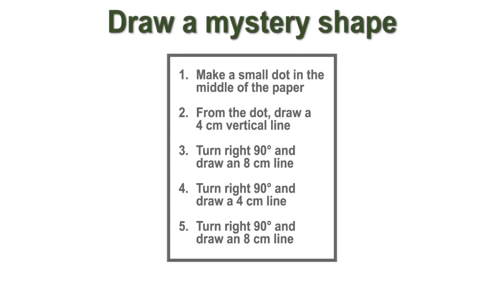You are going to draw a mystery shape. A set of instructions tells you to make a small dot in the middle of your paper. From the dot, draw a 4 centimeter line. Turn right 90 degrees. Draw an 8 centimeter line. Turn right 90 degrees. Draw a 4 centimeter line. Turn right 90 degrees. And then draw an 8 centimeter line.